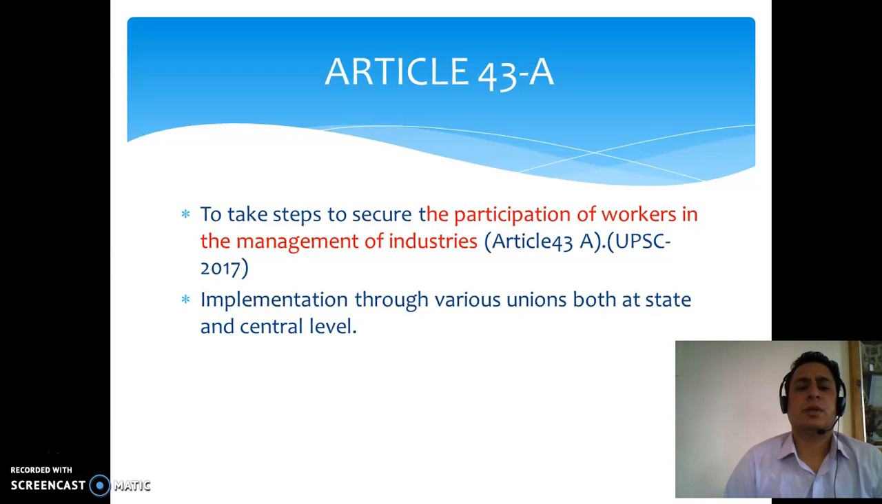So this is to take steps to secure participation of workers in management of industries, and for this there is Article 43A. And now how is participation secured? Through unions, through these shop councils, joint management councils, or involving lower level employees in decision making. That's also workers participation in management. That is, if you are taking any strategic decision and you are involving lower level employees for that particular decision, that's also right. That is also a kind of participation.